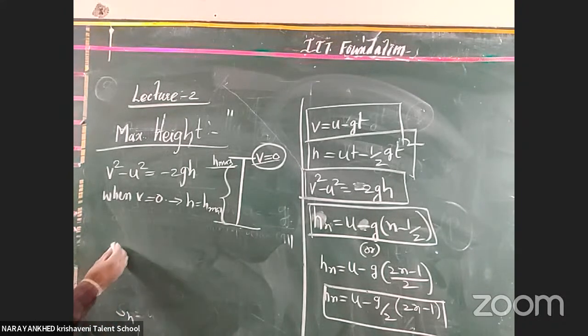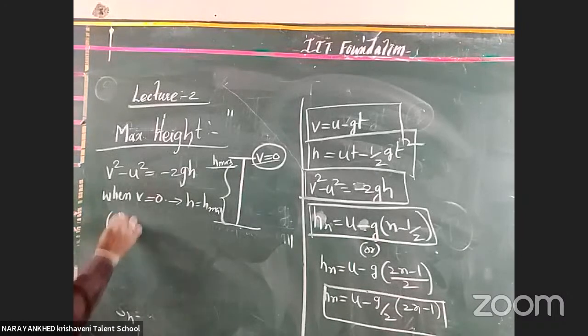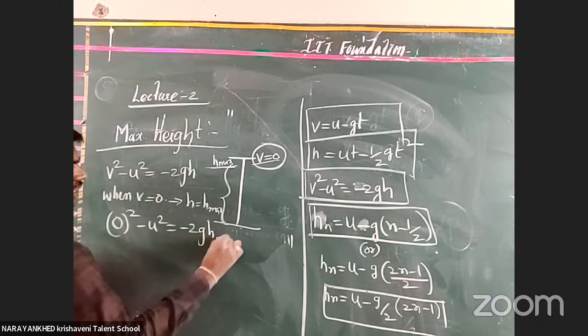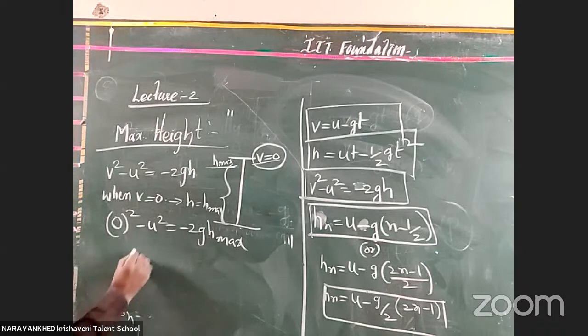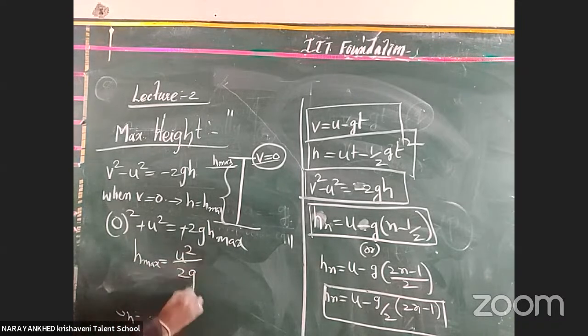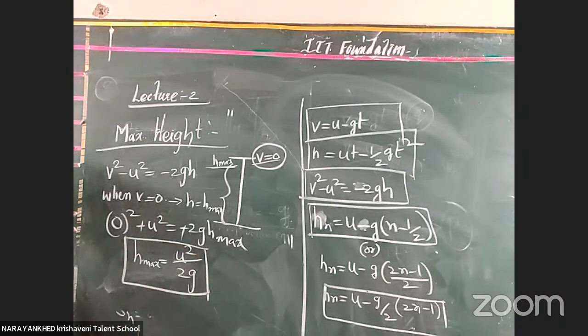Here, what does it become now? Yes, 0 square minus u square is equal to minus 2g h max. Okay, clear or not? H max is equal to, taking minus and minus, they cancel. Minus and minus get cancelled. H max is equal to, okay, now u square by 2g. U square by 2g. Got it or not? This is only called what? Yes, maximum height. How to find the maximum height? By using this formula. Okay, clear or not?